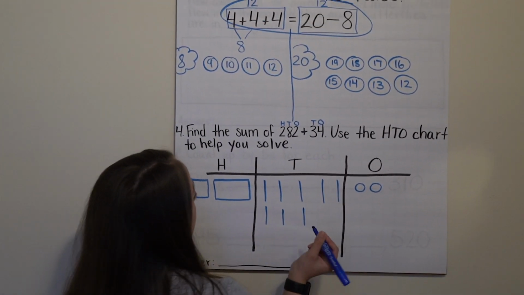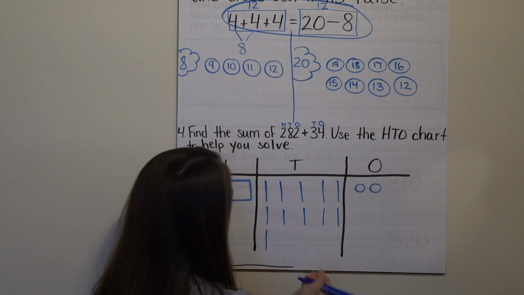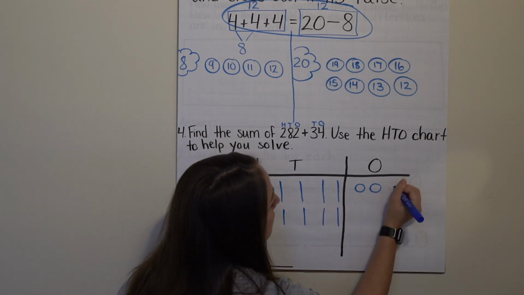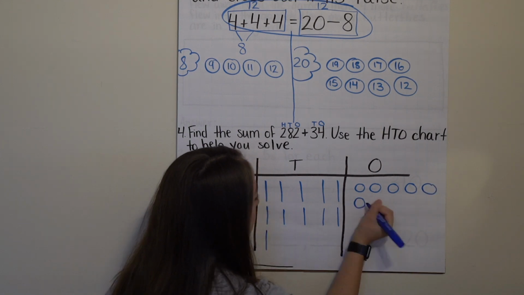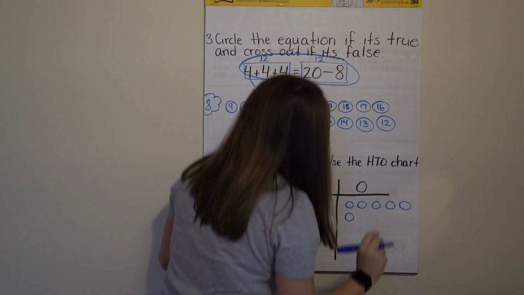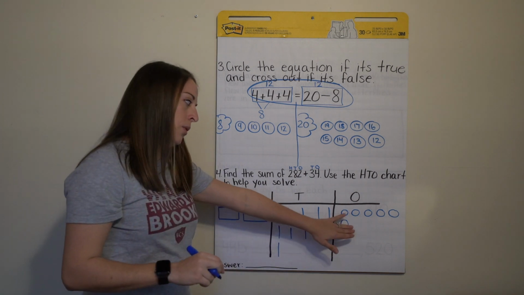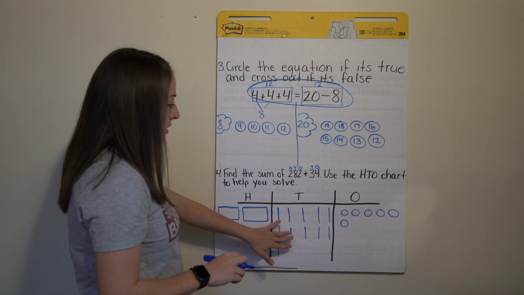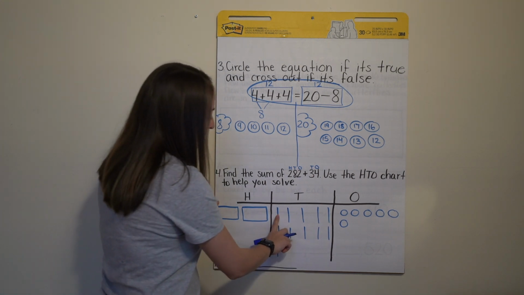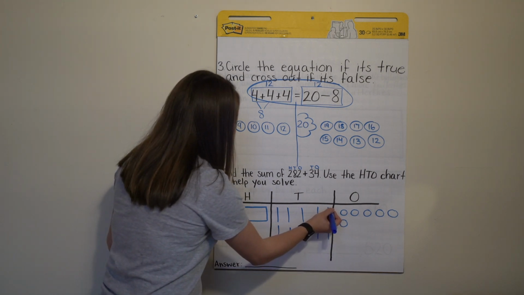Okay, so we have 3 tens, 1, 2, 3, and we have 4 ones, 1, 2, 3, 4. Before we label, we need to see if we can regroup anything. We can't regroup our ones because we don't have 10 ones, but it looks to me that we have 10 tens here. So I have 5 here and 5 here. 5 plus 5 is 10. So I'm going to circle this.